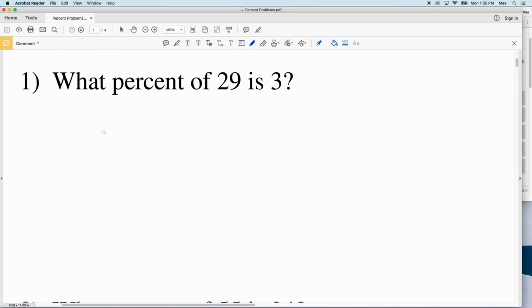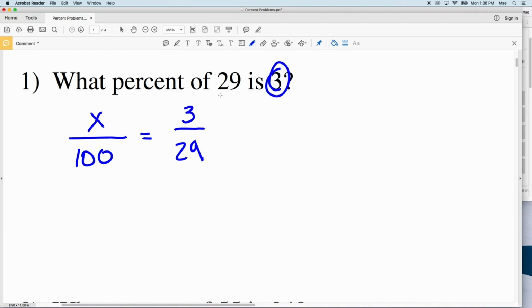You can think of a percent as a fraction out of 100. So we're saying what percent of 29 is 3? So x is what we're looking for, and that's out of 100 since it's a percent. So what percent of 29 is 3? So we're looking at 3 over 29. Now you may be asking, how did I know to write 3 over 29? That's because we're asking what percentage that 3 is of this number 29.